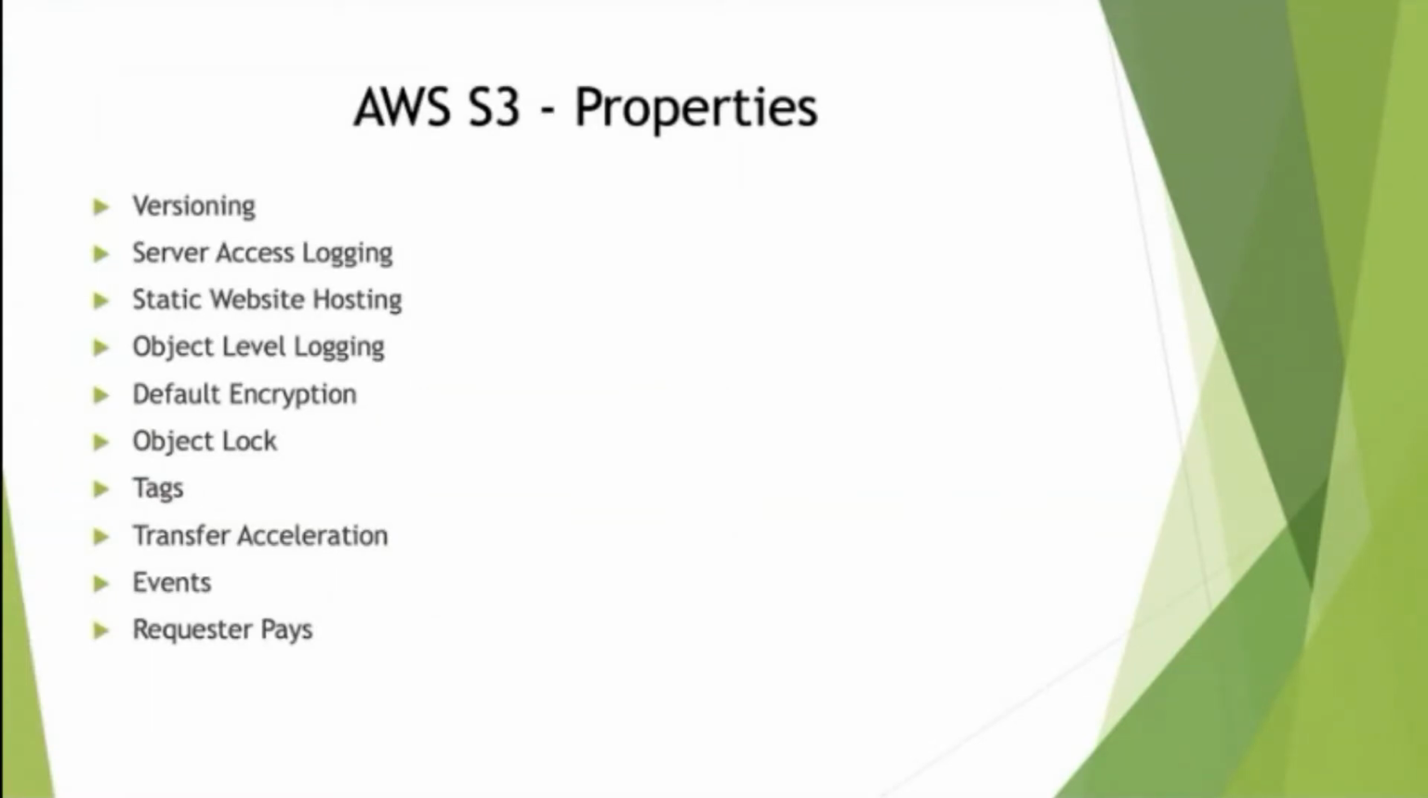So some of the properties of S3 are: the first property is called versioning, the second is server access logging, the third one is static website hosting, the fourth one is object level logging, then you have encryption that S3 supports, and then you have object lock. One note about object lock is that you can enable it only when you create the bucket, not after you have created the bucket.